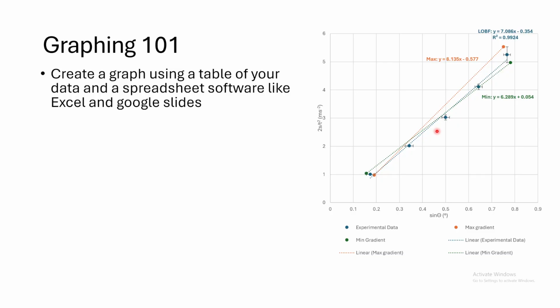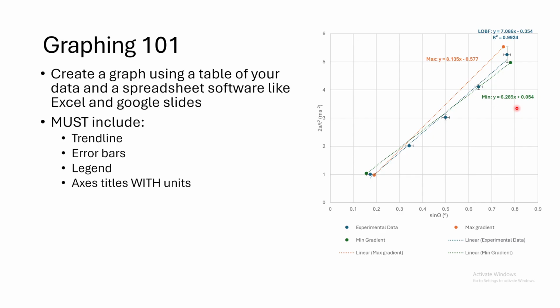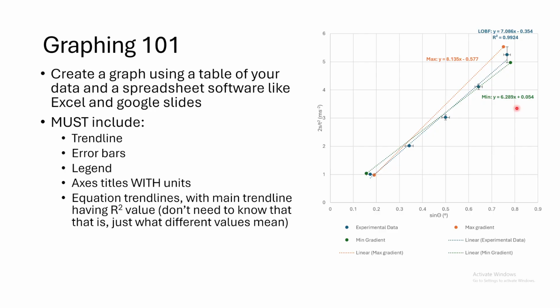Now, graphing 101. So, graphing, you'll be using Excel or Google Sheets, essentially just spreadsheet software that has the capability to do calculations and plot points like this. In your graph, you must include a trend line, error bars, a legend, axis titles with units, and equation trend lines with your main trend line having an r-squared value.